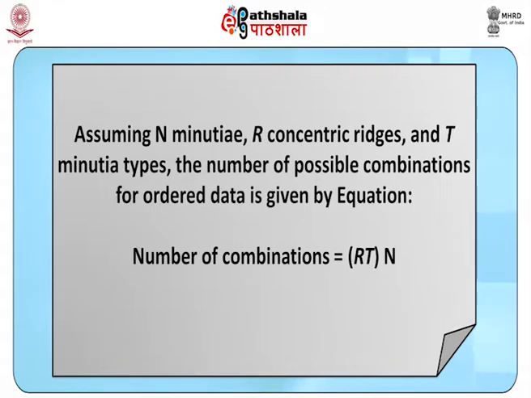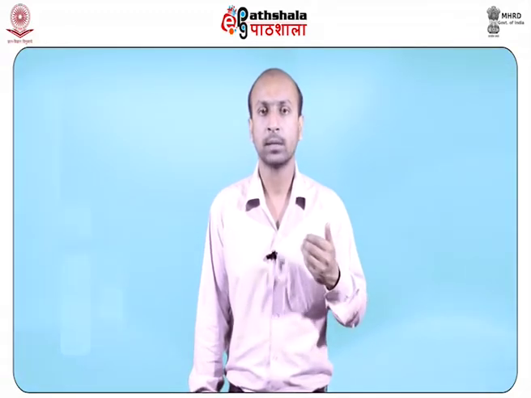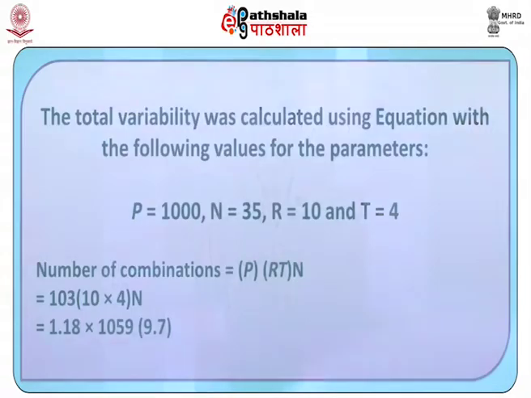Number of combinations is equal to R^n into T^n. An additional pattern factor P was introduced as an estimate for the probability of encountering the particular fingerprint pattern and core type. The total variability was calculated using the equation with the following values for the parameters: P is equal to 1000, N is equal to 35, R is equal to 10 and T is equal to 4. Number of combinations is equal to P into R^N into T^N, which is equal to 10^3 into 10^35 into 4^35, which is equal to 1.18 into 10^59.